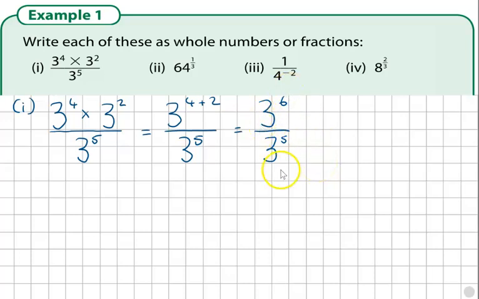So 3 to the power 6 divided by 3 to the power 5 becomes 3 to the power 6 minus 5, and 6 minus 5 is 1. So we get 3 to the power 1, which is 3.